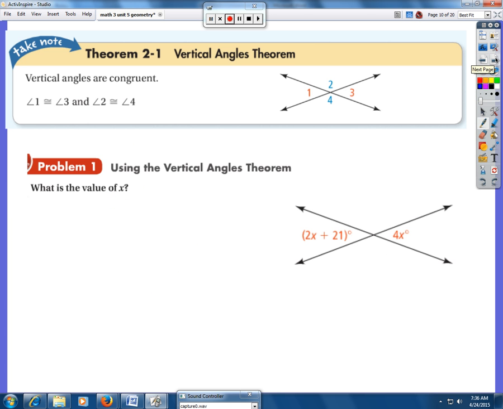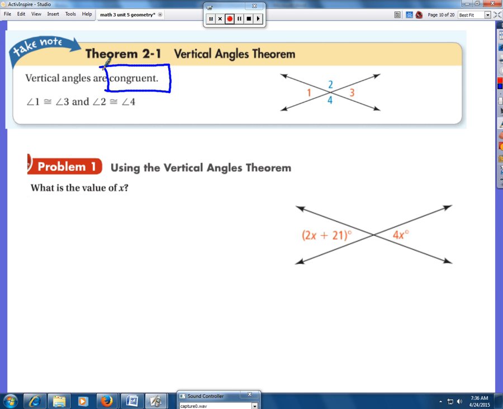Okay, now we're also going to look at vertical angles today. Vertical angles are congruent. That box is what you want to fill in on your sheet. So that means angle 1 is the same measure as angle 3. So angle 1 is congruent to angle 3, and angle 2 is congruent to angle 4.